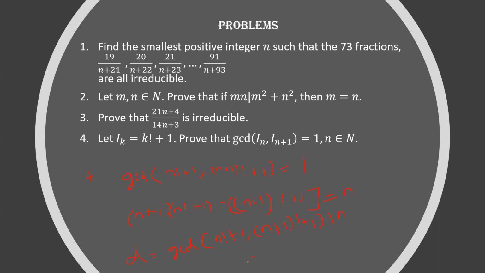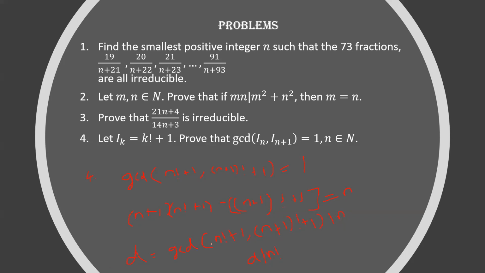We know that d divides n, correct? This is what we know because of this thing there. And how did I get this first? See, this is of the form ax plus by is equal to d. So ax plus by is equal to d means that GCD of a comma b must divide d. Okay, so we have d divides n now, which means that d divides n factorial.